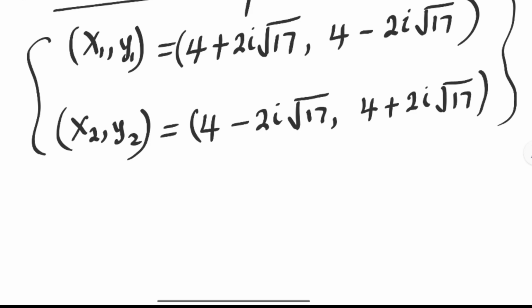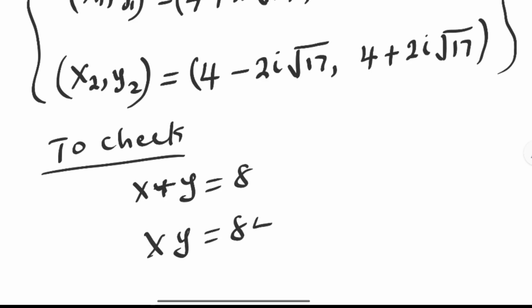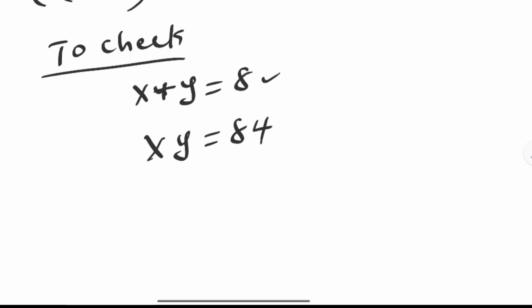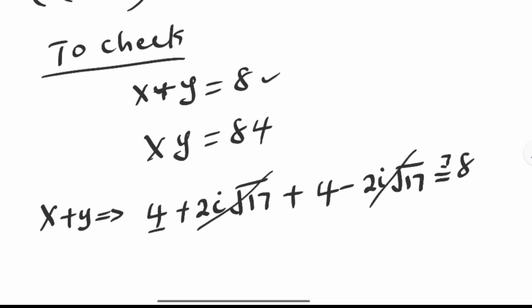We may check to confirm if this answer is right or wrong. Let's check. To check, the given equation is x plus y is equal to 8, xy is equal to 84. Let us consider this. x plus y, this can be written as 4 plus 2i root 17 plus 4 minus 2i root 17 must be equal to 8. This cancels this. 4 plus 4, this is 8, is equal to 8, which is true.